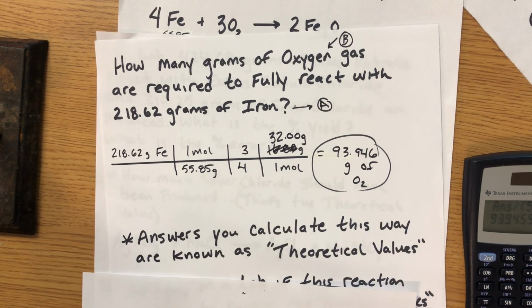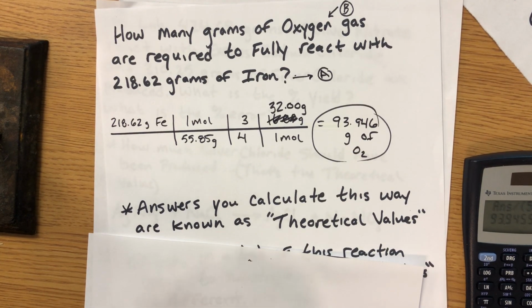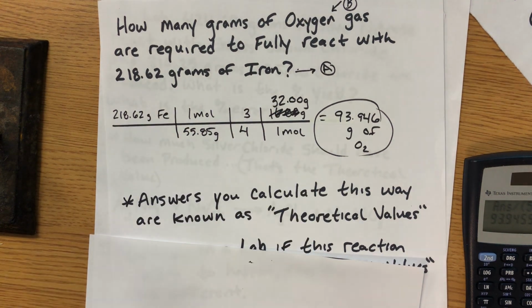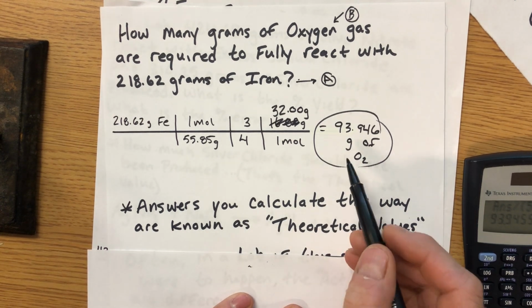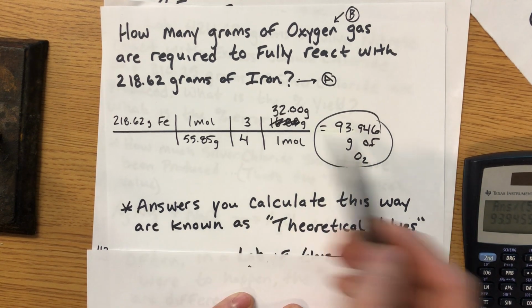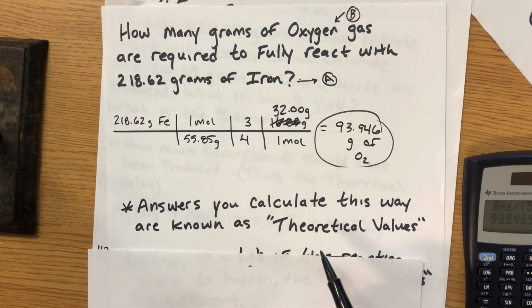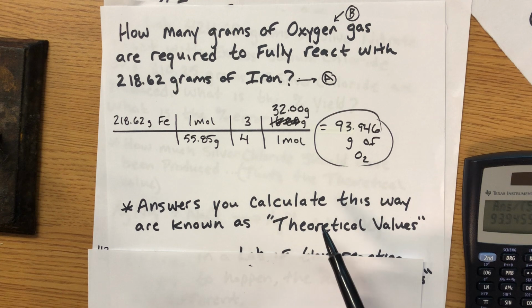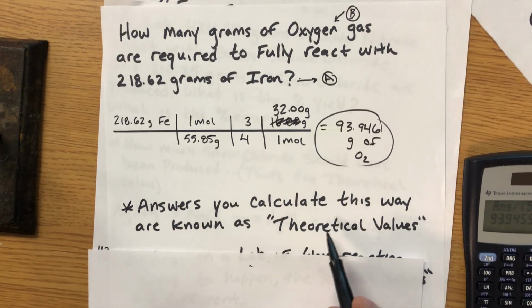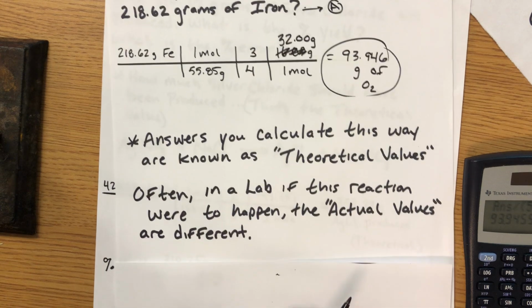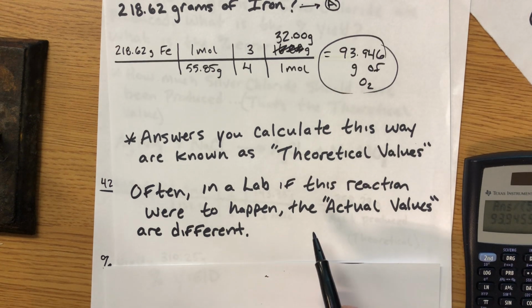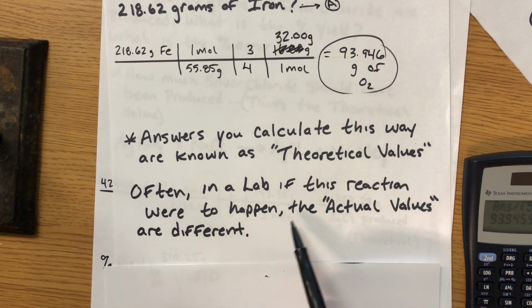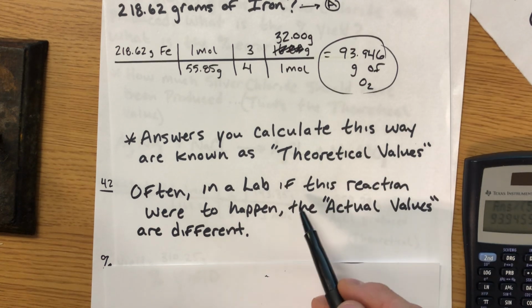Now, what you're calculating here with these stoichiometric calculations are known as theoretical values. Theoretical just means that on paper it should do a certain thing, like mathematically it all should work out a certain way, and we just say that those are theoretical values. They're calculated values, okay? And oftentimes, though, in a lab, if the reaction is actually being done in a lab, it's very, very common that the actual value that you would produce is different than the theoretical value that you would produce.